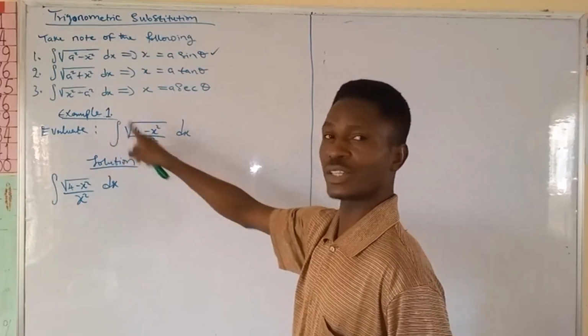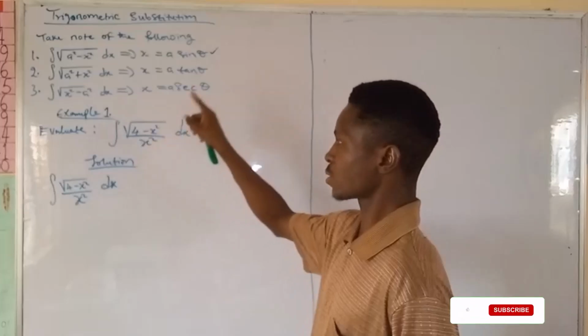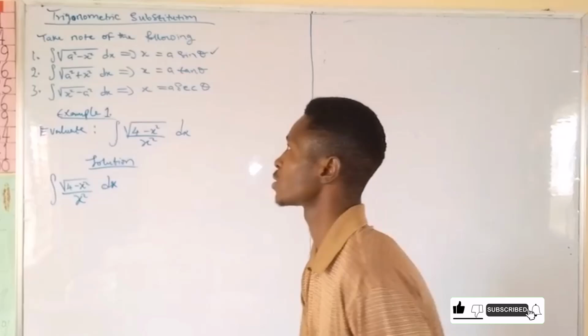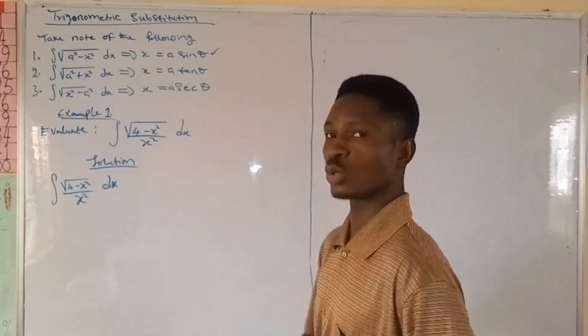We say evaluate the integral of the root of 4 minus x squared over x squared dx. So how do we solve this? We solve this using the first formula given to us.